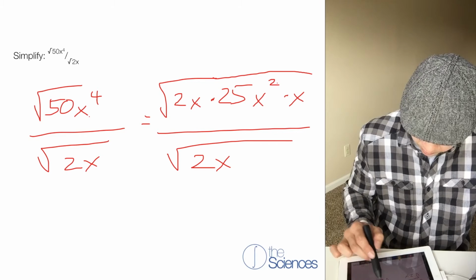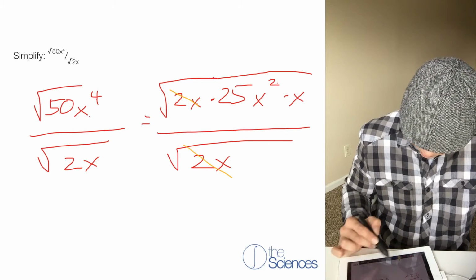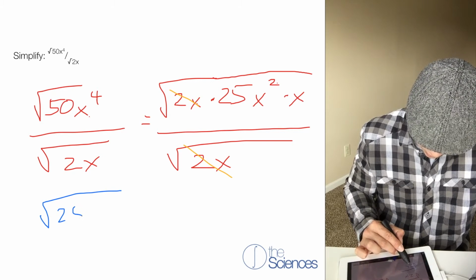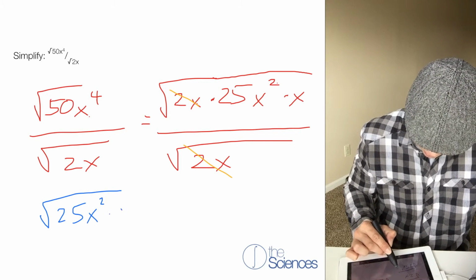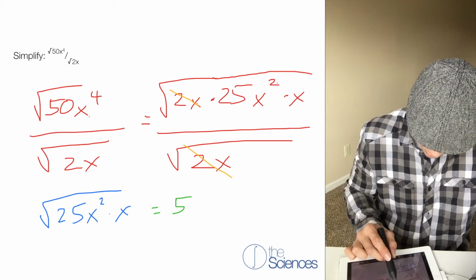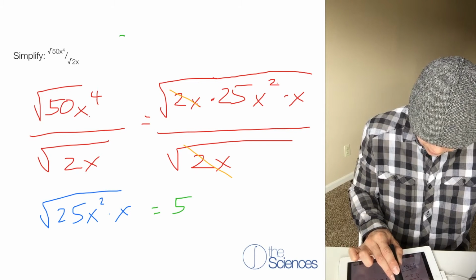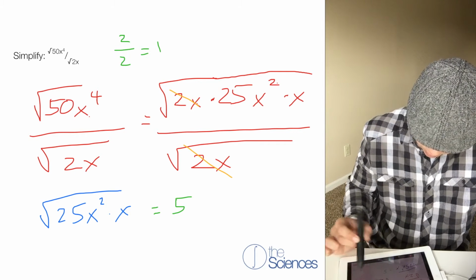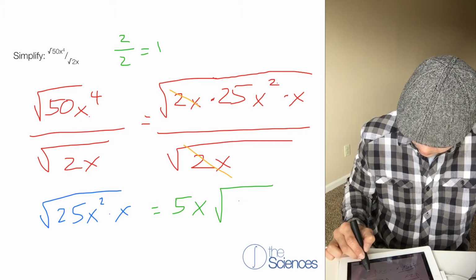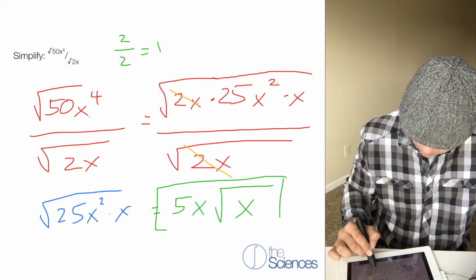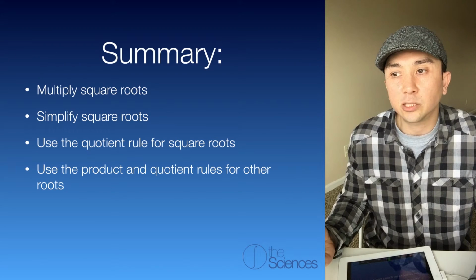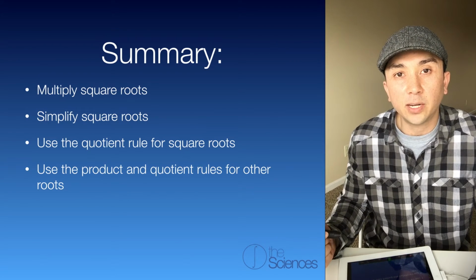So now we can cross out like terms. So now we get the square root of 25 x squared times x. And then the square root of 25 is 5. And then for the square root of x squared, 2 divided by 2 is 1. So we get 5x times the square root of x. So that's our answer.